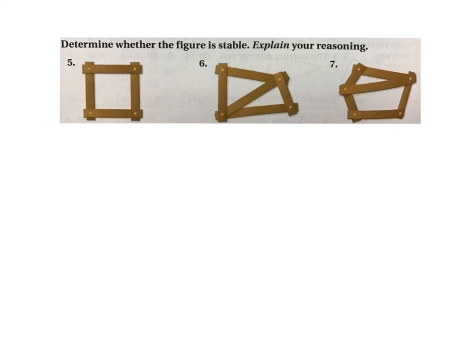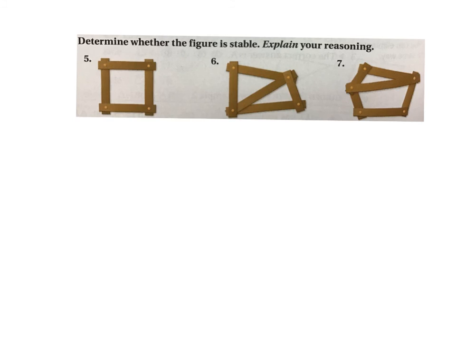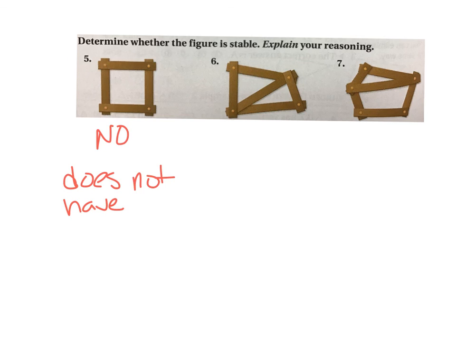All right, so we have 3 photos here. You're going to determine whether the figure is stable, and then tell me why. So looking at the very first figure, would you consider this stable? The square? No. Why? Because it can still shift. It does not have the fixed point, diagonal support. I would put this in your journals. Just sketch them real quick. They don't have to be perfect. Diagonal support.